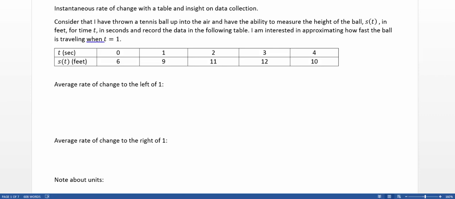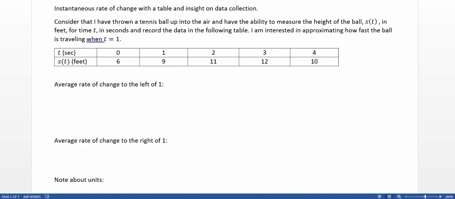So remember, our goal is to look at the average rate of change near the point to help us make decisions about what we think the instantaneous rate of change is going to be. So consider that I've thrown a tennis ball up into the air and I have the ability to measure the height of the ball, called S of t, in feet for time t in seconds. And I've recorded the data in the table below. So I'm interested in trying to approximate how fast the ball is traveling when time equals 1 second.